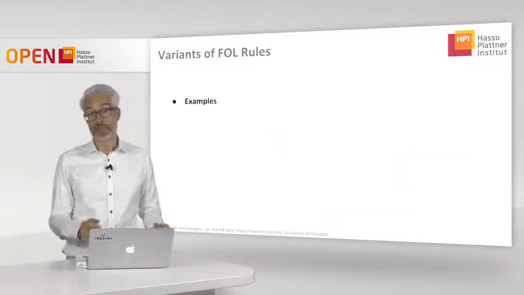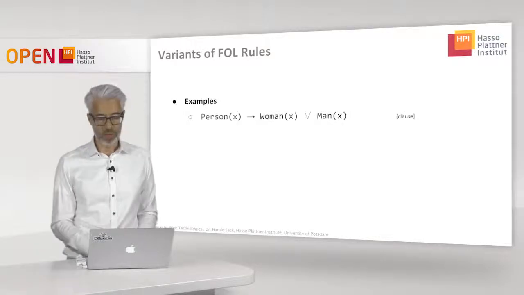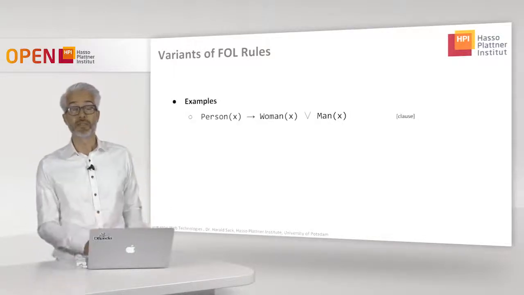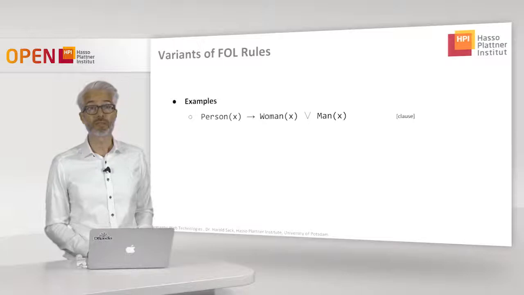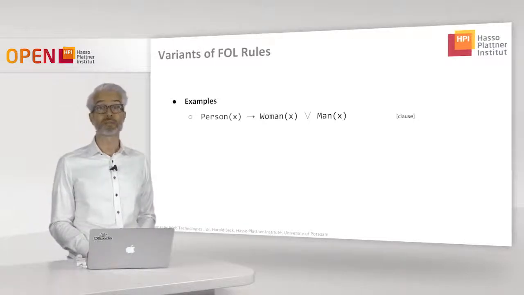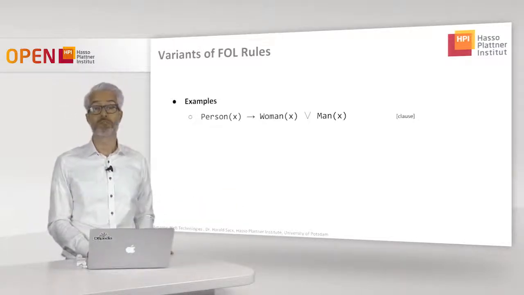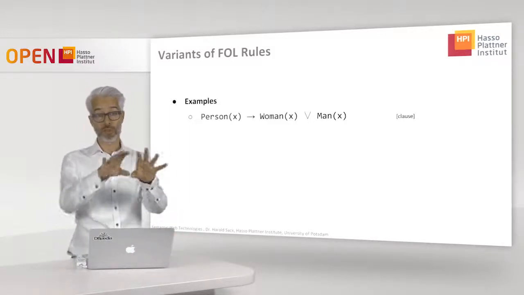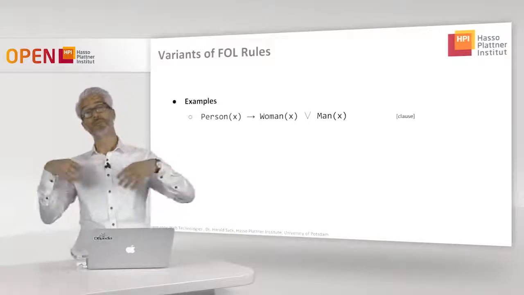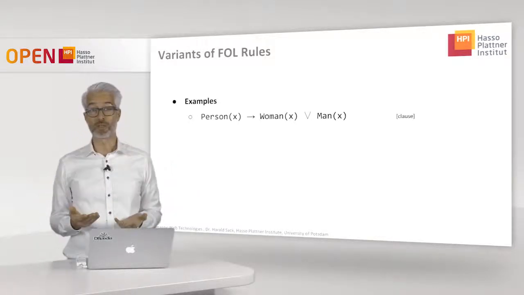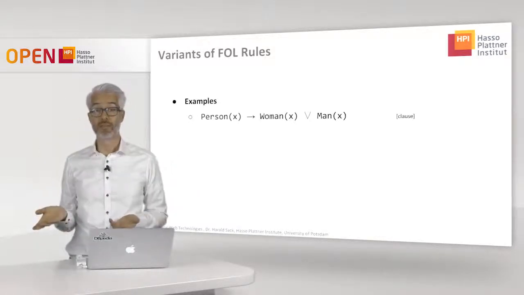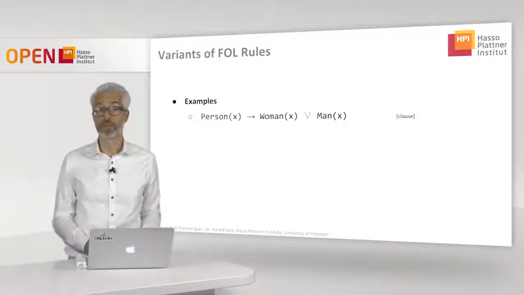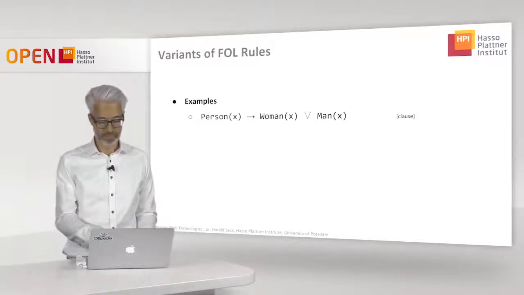Okay, so let's have a look at a few examples. It's much easier than you think. So this is a clause. What does this say? A person is either a woman or a man. So this is a disjunctive clause. Pretty easy. This is not a Horn clause, because if we translate this into clausal form, it would have two non-negated atomic formulas, woman and man. And of course, then it's not a Horn clause.